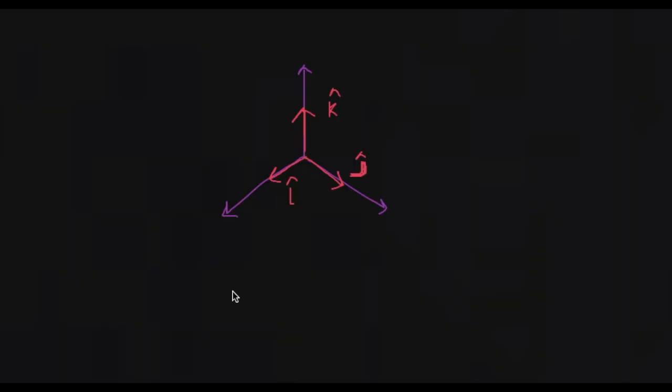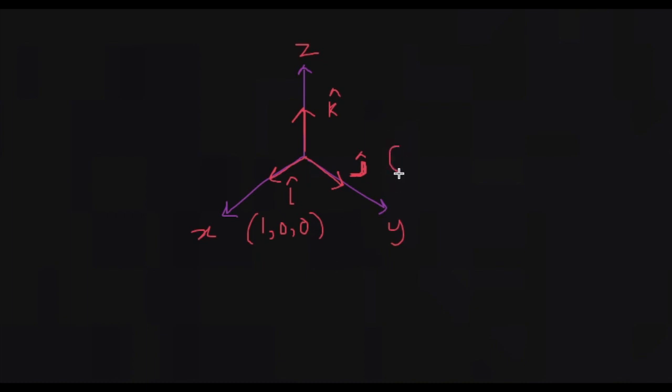Unit vectors are vectors with a magnitude of 1, and on each axis, the x, y, and z axes, we have unit vectors i, j, and k. The coordinates for these unit vectors are as follows. i, which corresponds to the x-axis, has a unit of 1 along the x-axis and 0 in the other directions. So our unit vector is 1, 0, 0.